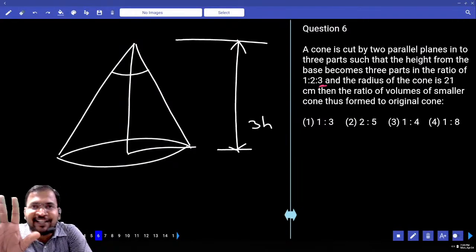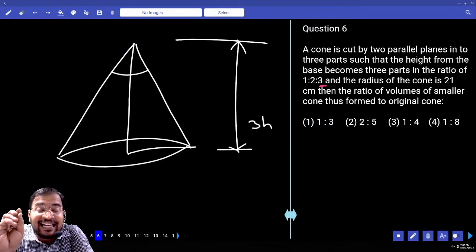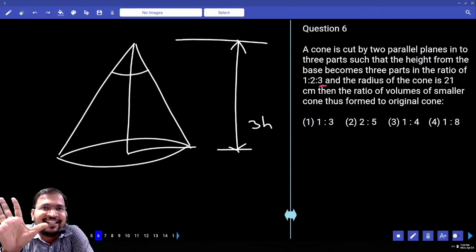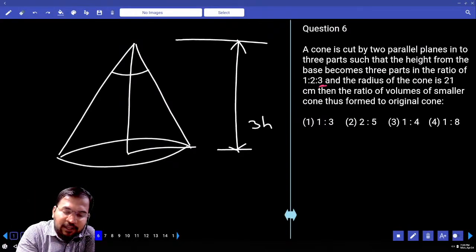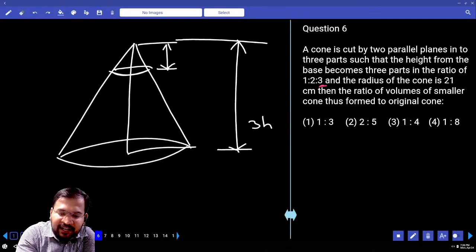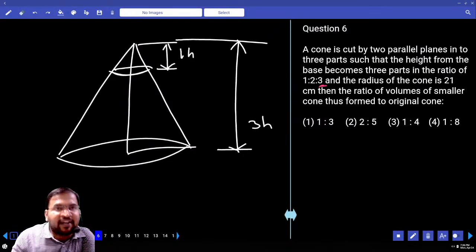Only 6 parts. Here I am considering the total height as 3h. Are you clear? With 3h, it is very easy to see where you have to cut. Are you clear? Next, you are cutting at 1 part. 1 part is nothing but the height here, 1h. Here to here is 1h.